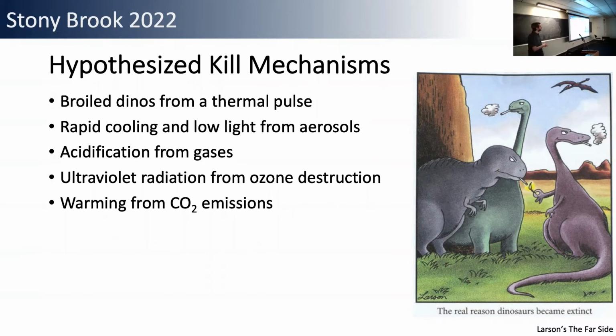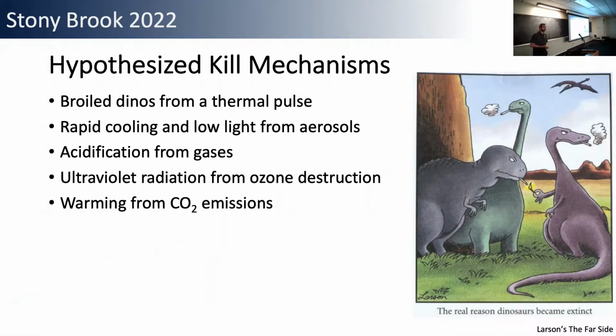We have this thermal pulse that could have cooked the dinosaurs, for example. But that maybe wasn't as large of an impact in the marine realm, and things that were also able to shelter themselves from this thermal pulse. We also could have had this impact winter, so to speak, where we had these aerosols that got up into the atmosphere, blocking light from reaching the surface, both reducing photosynthetic activity, as well as leading to widespread cooling.